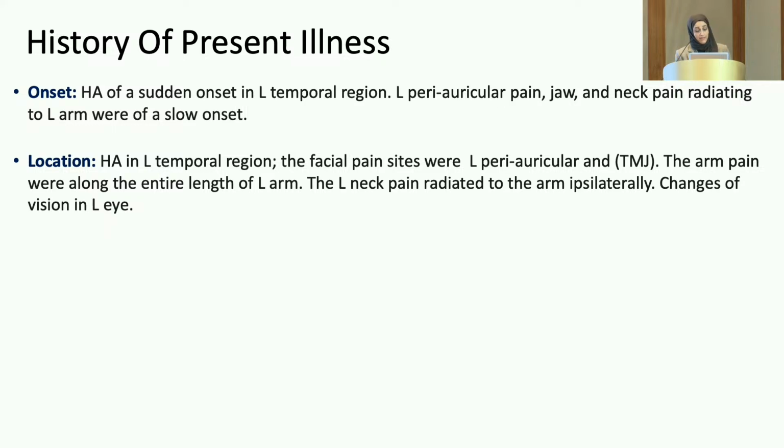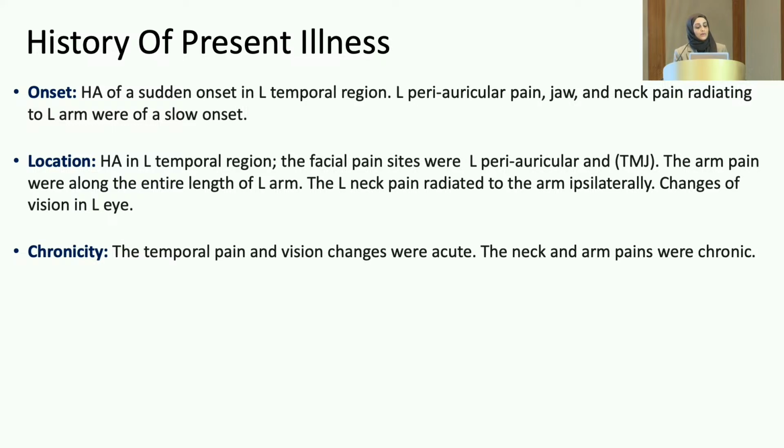The location of the headache was in the left temporal region. The facial pain was in the left TMJ, around the ear, periauricular, and the arm pain was along the entire length of the left arm. The neck pain radiated to the arm on the same side, and the changes in vision were in his left eye. Regarding the chronicity, the temporal pain was acute, and the vision changes were acute, so it was sudden. The neck and arm pains were progressive and chronic.